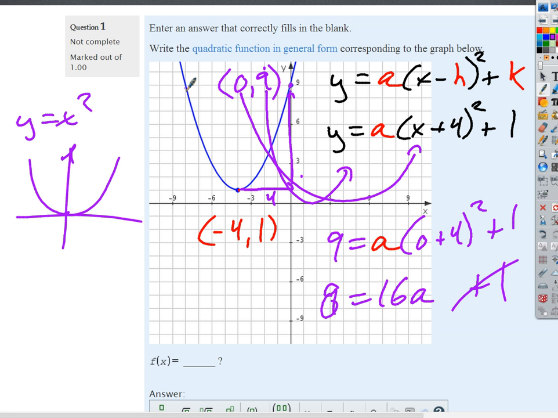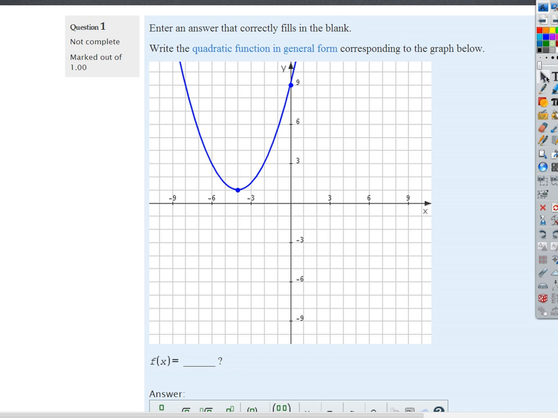Okay? And then once we know what a is, we could just expand this thing and simplify it, and it puts it into general form, or standard form. Okay, what about this one then? Tell me how you're going to do the same kind of thing for a slightly different problem.